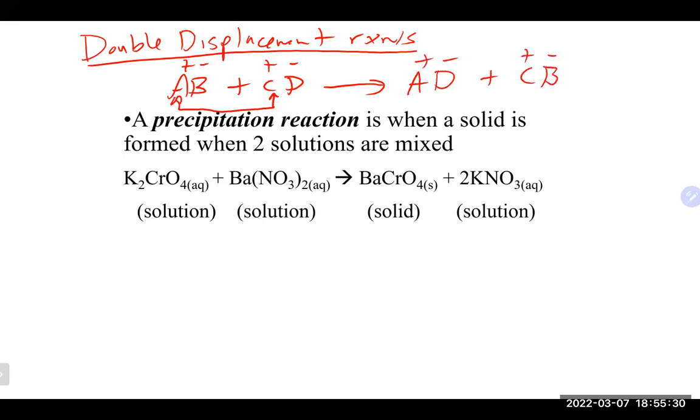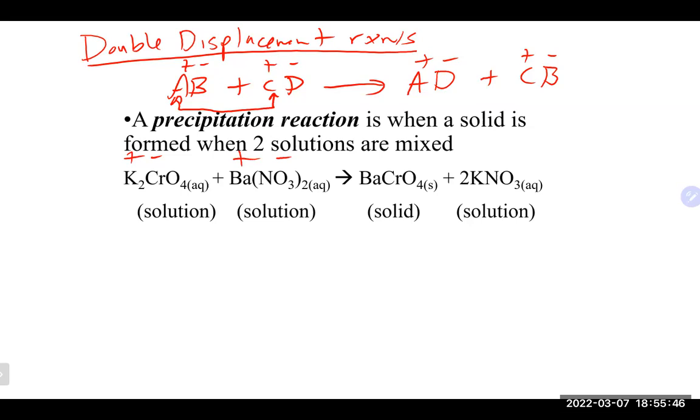So when I look at this reaction on the bottom, how do I know it's double displacement? I see potassium chromate. That's a positive negative guy. I see barium nitrate. That's a positive negative guy. That's pretty much all I need to see. That is going to be a double displacement reaction.